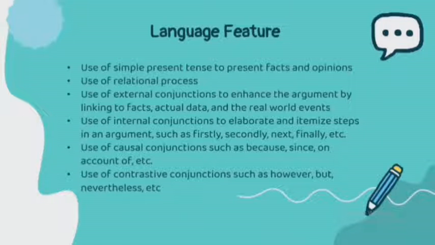Use of relational processes. Use of external conjunction to support the argument by linking to facts, external data, and real-world events. Use of internal conjunction to elaborate and itemize steps in an argument, such as firstly, secondly, next, finally, and so on. Use of causal conjunctions such as because, since, on account of, and so on. Use of contrastive conjunctions such as however, but, nevertheless, and so on.